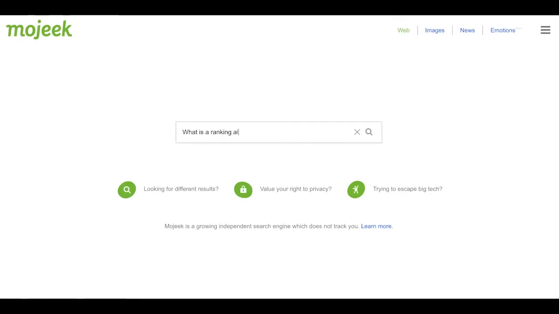So we've looked at our crawl, we've looked at our index. Now let's move on to the ranking algorithm. The ranking algorithm is a sorting process that decides which of the possible results from the index for any given query are the most relevant and escalates them to the top.